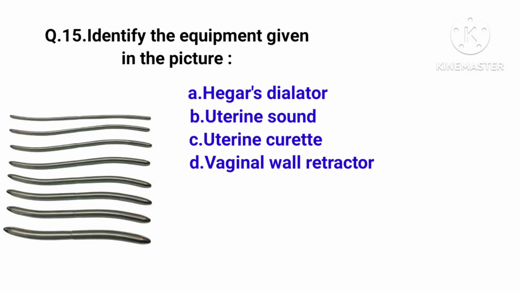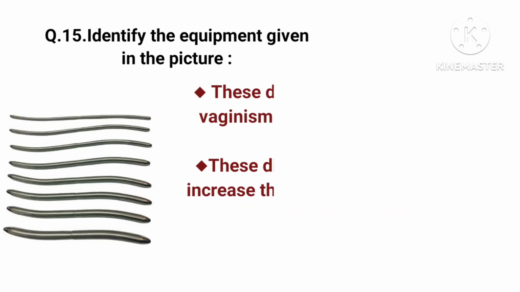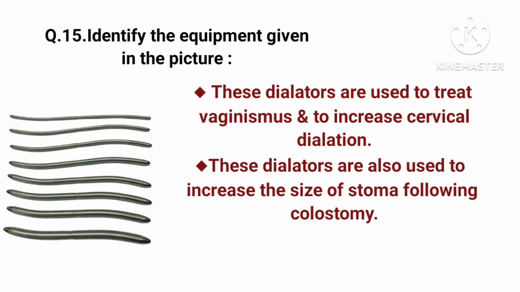Identify the equipment given in the picture: Hegar's dilator, uterine sound, uterine curette or vaginal wall retractor. And here the right answer is option A, Hegar's dilator. These are used to dilate the cervix to increase the cervical dilatation, and these are also used to increase the size of the stoma following colostomy.